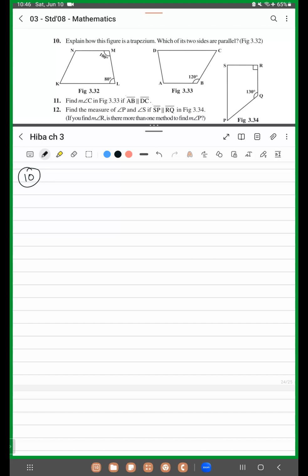Okay. So look at 100 degrees and 80 degrees and tell me any property that you can think of. This is not a parallelogram, right? It's a trapezium. They're asking you to prove that it is a trapezium. How can we show that it is a trapezium?